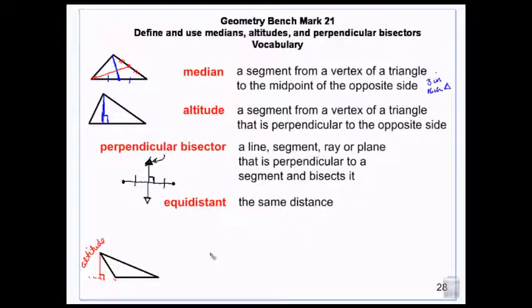And equidistant just means that you're the same distance. So if I have, say, some point C, and this distance is the same as this distance, then A and B are equidistant to C.